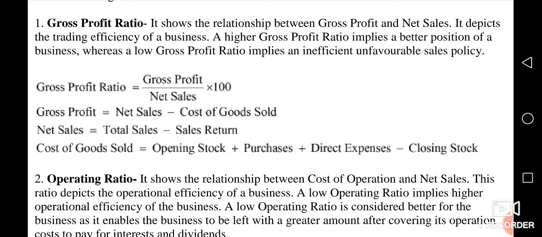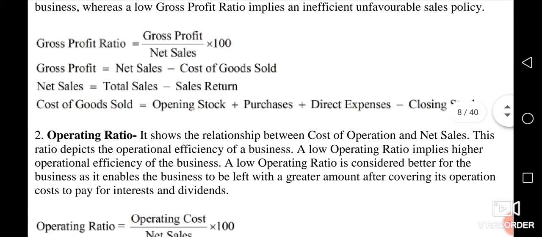It shows the relationship between gross profit and net sales. It depicts the trading efficiency of a business. A higher gross profit ratio implies a better position of a business, whereas a low gross profit ratio implies an inefficient, unfavorable sales policy. The formula is gross profit ratio equal to gross profit into 100 upon net sales.